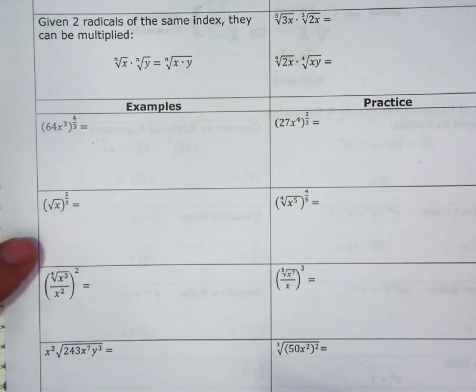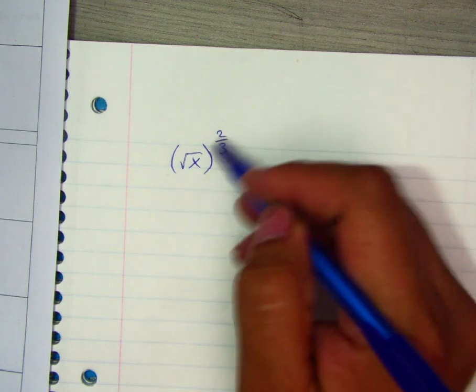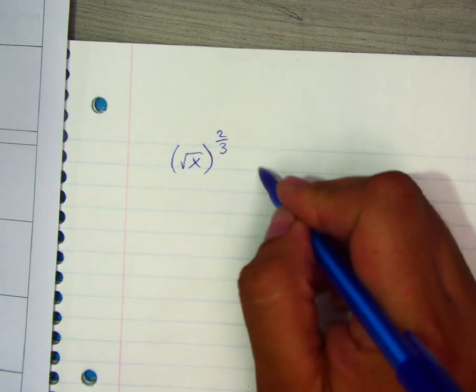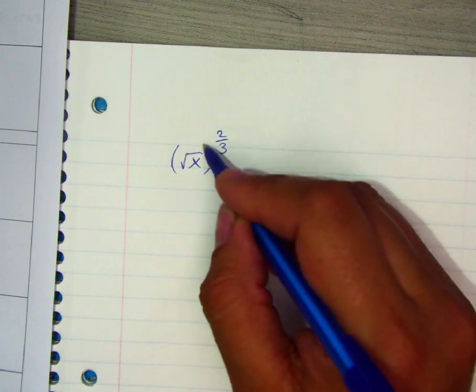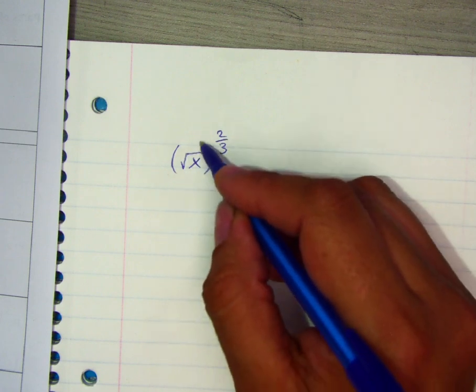All right, in this video, we're going to go over the second example of our notes. And this example has square root of x raised to the power of 2/3. So one way you can do it is similar to the previous one. We're going to use the power to a power rule. But we need this inside of the parentheses to have an exponent.